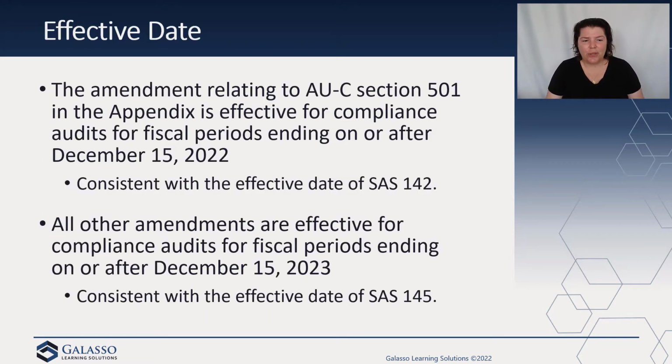So in terms of when this will be effective, it will be effective for the 501 section, which again is the movement out of 500 into 501, in line with SAS 142, which was December 15, 2022. And then everything else consistent with the changes in SAS 145 will be December 15, 2023.